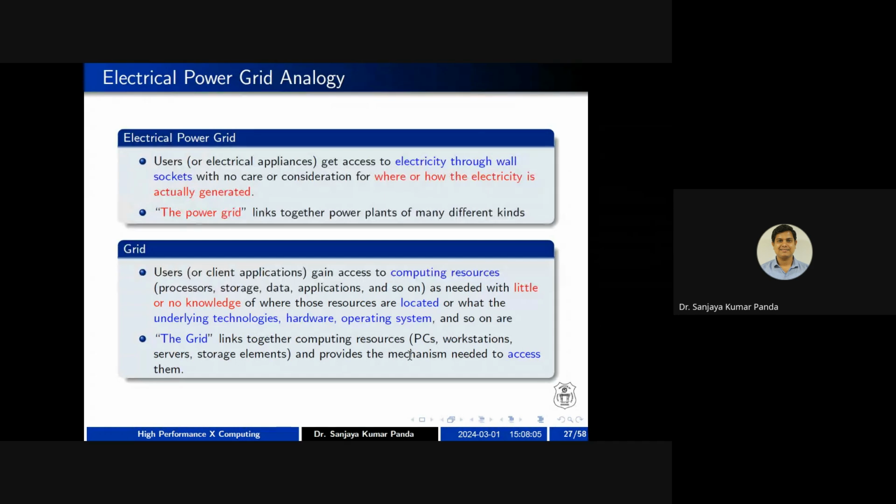Okay, what are the components, like a cluster? Here, a personal computer is also a component of the grid. A workstation can participate in the grid. A smartphone can participate in the grid. Any device having computation and storage can participate in the grid.